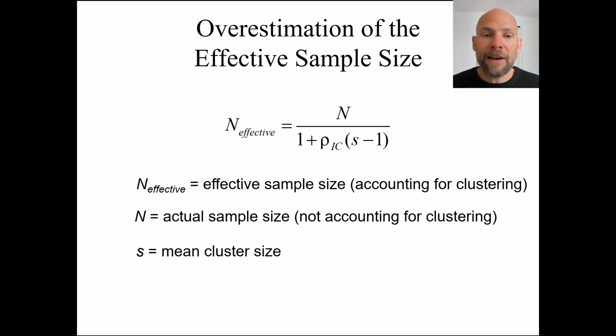And so you can see that the effective sample size that would take into account clustering will only equal the actual sample size n when the intra-class correlation coefficient is 0, because in that case the denominator becomes 1, and so then you divide n by 1, and so you have n effective equal to n whenever rho IC is 0. In all other cases, so whenever rho IC is positive, your effective sample size will be smaller than your actual sample size, and that has to be taken into account. So with this formula, the effective sample size can be estimated based on the intra-class correlation coefficient.